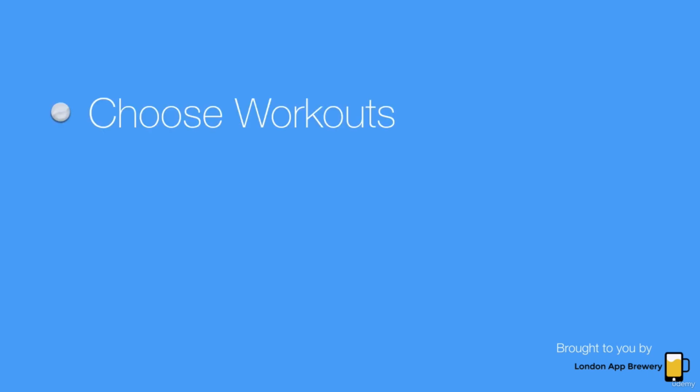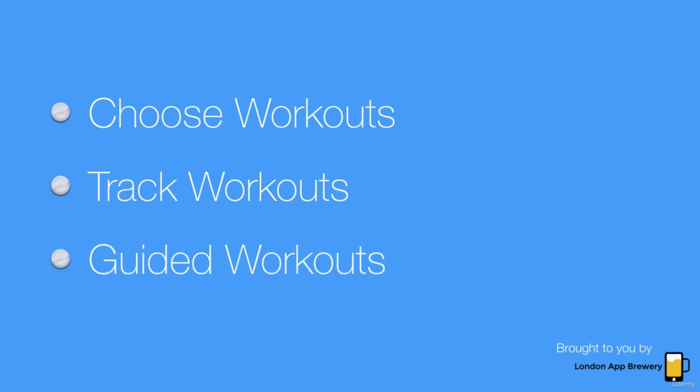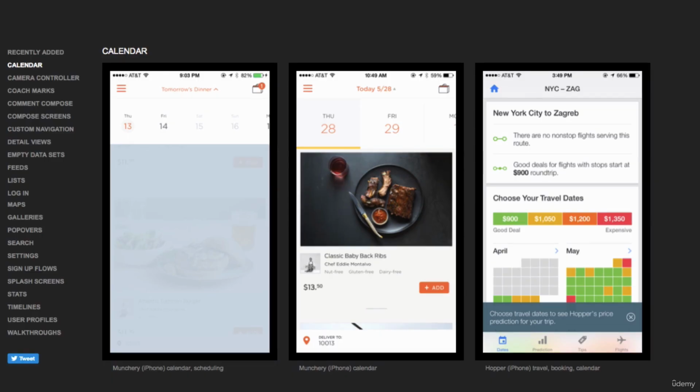So the first thing we have to figure out is, what do we want our app to be able to do? What are the features? Well, there's only three main features that we want for our workout app, and that's to be able to choose which workouts we want to do, to be able to track our workout and look at some stats of how well we're doing, and thirdly, to have a screen that guides you through a workout. So that's all that our app needs to achieve. So let's get started. What's the first step?